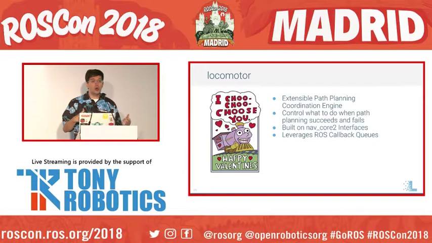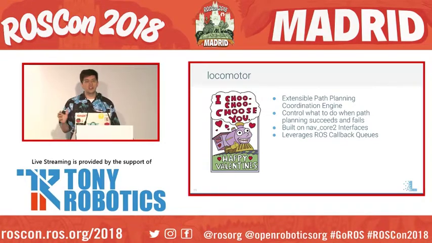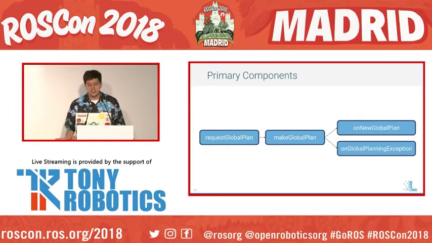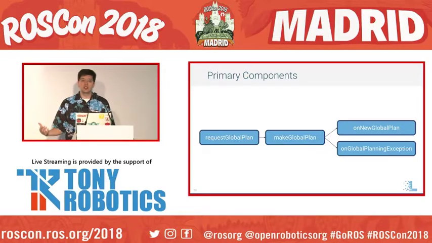Our replacement for this is called Locomotor, which is an extensible path planning coordination engine, which allows you to define what exactly happens when your path planning succeeds or fails. It's built on the same nav_core2 interfaces that I talked about before, and it leverages ROS callback queues in order to handle the different threading of the events. As an example, you start off with a request global plan that will put a new event onto the callback queue, which runs make global plan, and that event will trigger one of 2 other events, either on new global plan or on global planning exception. You can extend these to define exactly what happens in each of those cases.